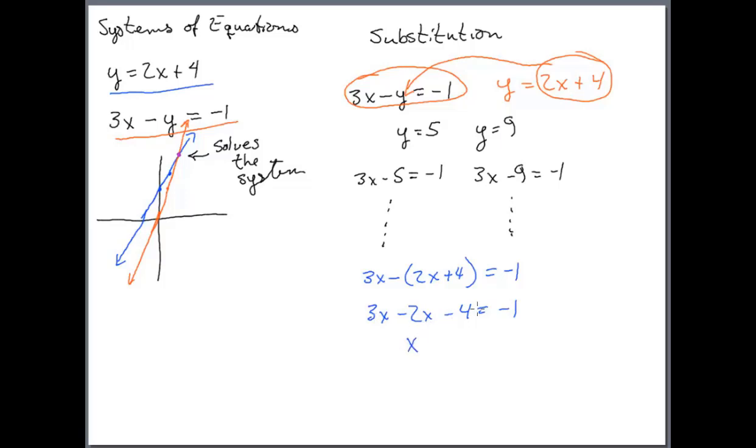3x minus 2x is x. Add 4 to both sides, and we get x equals 3. That tells us that for this point right here, the x coordinate is 3. So let's find out what the y is, and we can stick it back up into here. 2 times 3 is 6, plus 4 is 10. Y equals 10. You could stick it into the other equation too. Let's try that. 3 times 3 is 9, minus what equals a minus 1, and again we get the answer is 10. This is what substitution is all about.